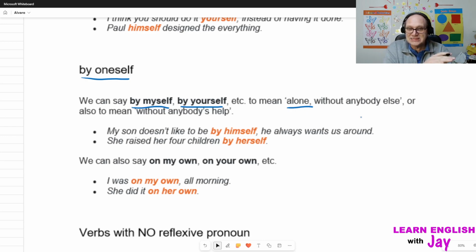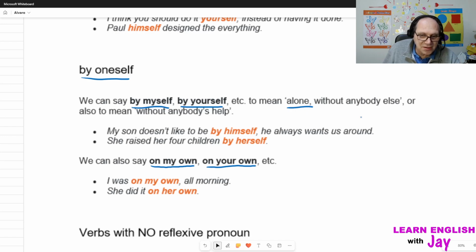My son doesn't like to be by himself, so he doesn't like to be alone. She raised her 4 children by herself, meaning alone, nobody else, without anybody's help. You can also use on my own, or on your own, on her own, on his own. It means the same thing. So by myself, by yourself, or on my own, on your own. It means exactly the same thing.